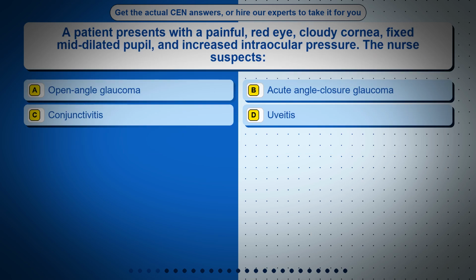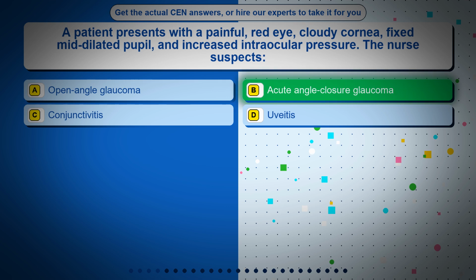Question 4. A patient presents with a painful, red eye, cloudy cornea, fixed mid-dilated pupil, and increased intraocular pressure. The nurse suspects. Option A. Open-angle glaucoma. Option B. Acute angle closure glaucoma. Option C. Conjunctivitis. Option D. Uveitis.